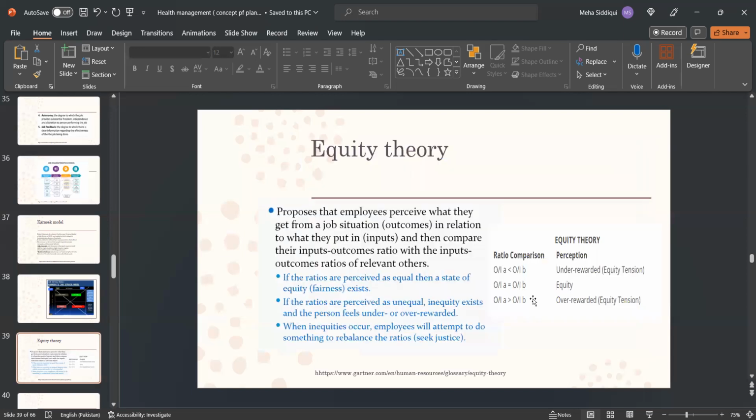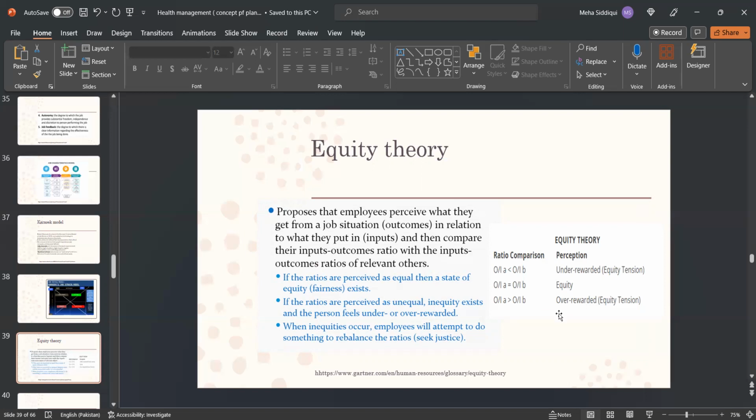Then comes equity theory. It proposes that employees perceive what they get from a job situation, that is outcomes, in relation to what they put in, that is inputs, and then compare their inputs outcomes ratio with the inputs outcomes ratio of relevant others. If the ratios are perceived as equal, then a state of equity or fairness exists, as we can see here. And if the ratios are perceived as unequal, inequity exists and the person feels either under or over rewarded, like in these cases, the first and the third one.